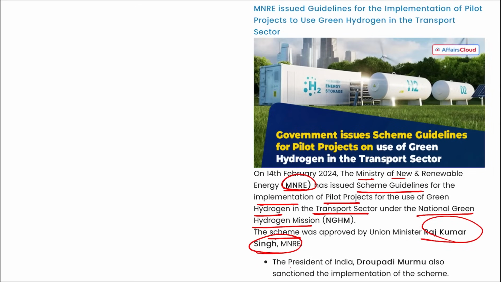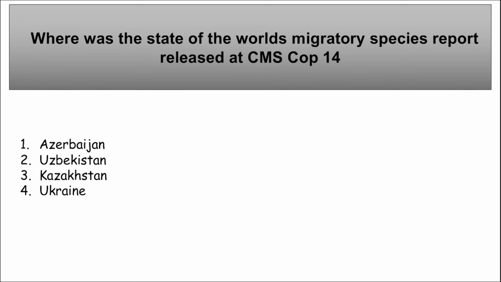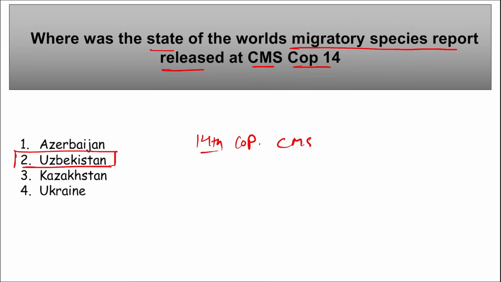Moving on, where was the State of the World's Migratory Species report released at CMS COP 14? So where was this released? This was released in Uzbekistan, right? So we can say that the first ever State of the World's Migratory Species report was launched at the 14th meeting of the Conference of Parties to the Convention on the Conservation of Migratory Species. Correct? And this is also known as the Bonn Convention. Bonn Convention. Correct? And this Bonn Convention was held where? In Uzbekistan from 12th to 17th of Feb.